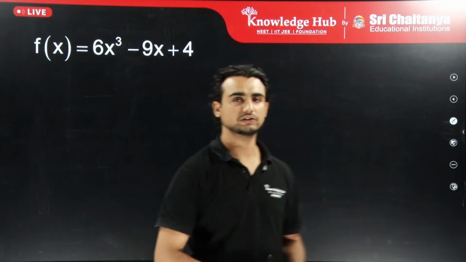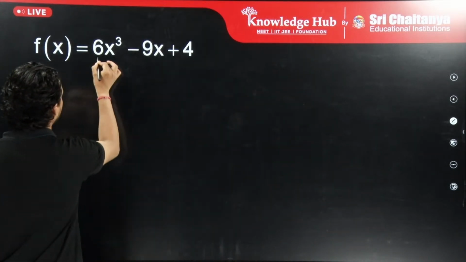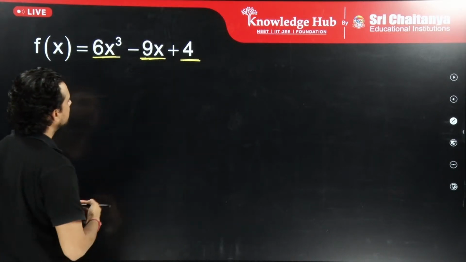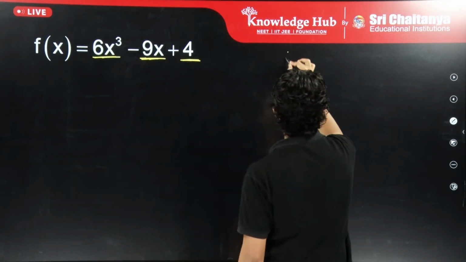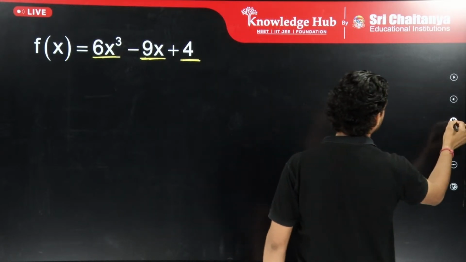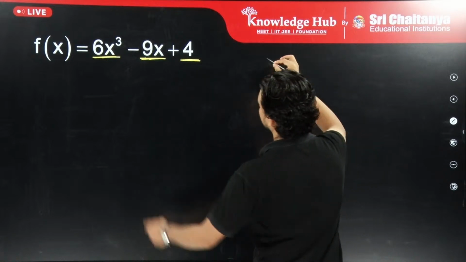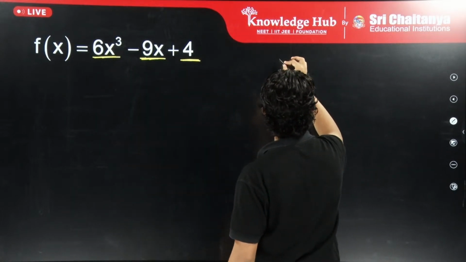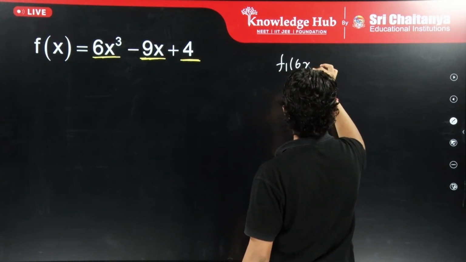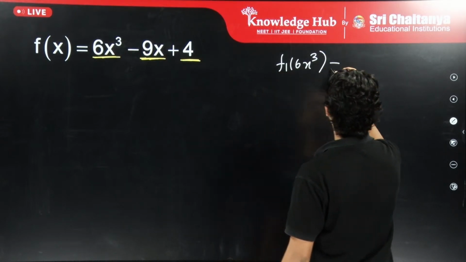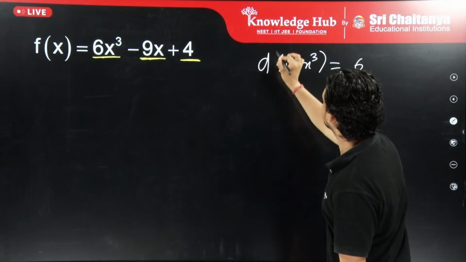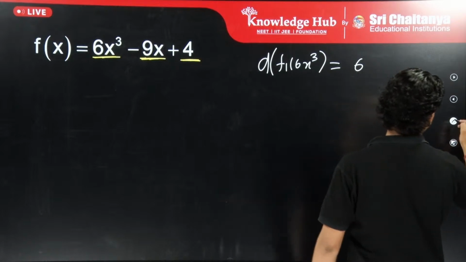So let's do a question. Here I have function 1, function 2 and function 3. I have my first function f of x. Let's write 6x cube as my function 1. So the differentiation of 6x cube is 6, right? Differentiation of my function, just one minute.